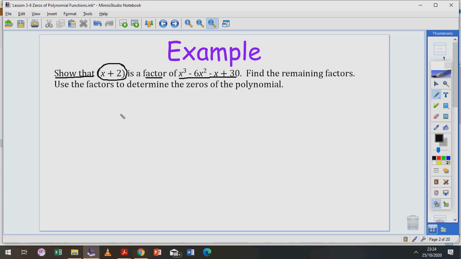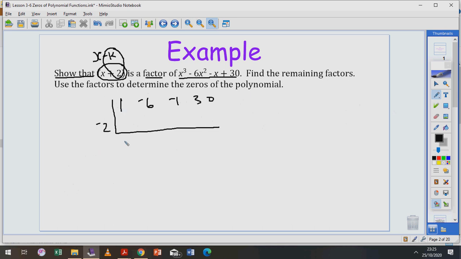So I'm going to use synthetic division. The coefficients are 1, -6, -1, and 30. When I'm using synthetic division, I compare this to x minus k. When I compare that to x minus k, I hope you can see that -k is equal to +2, so k is equal to -2.